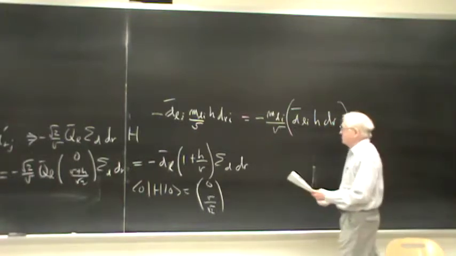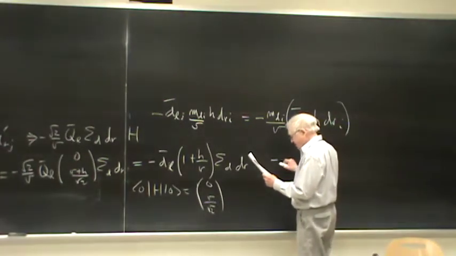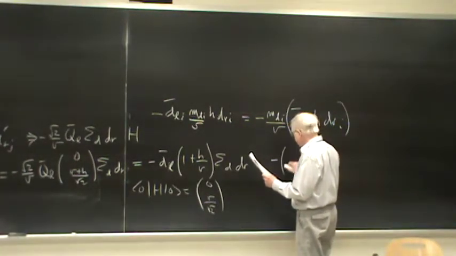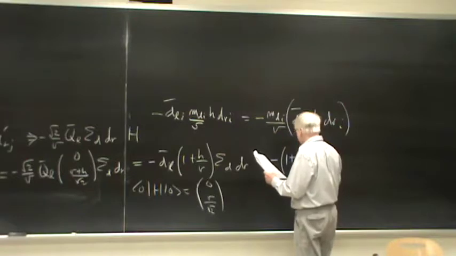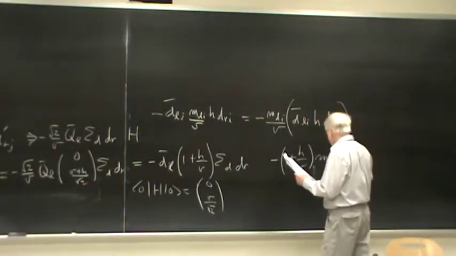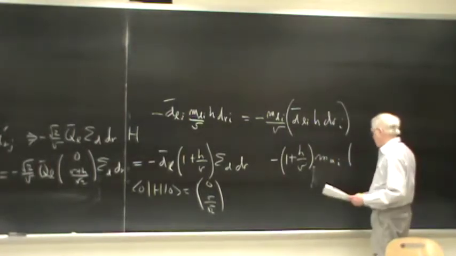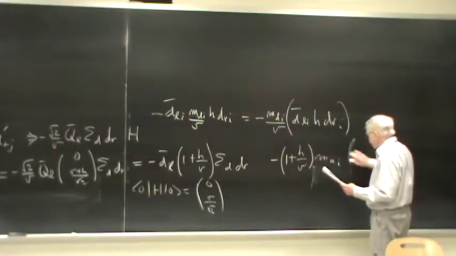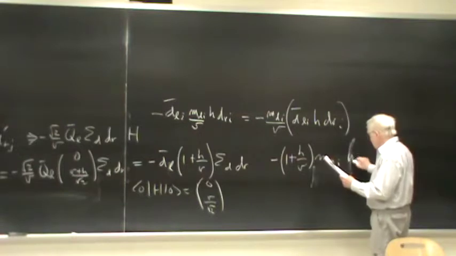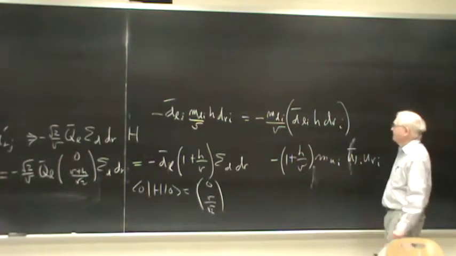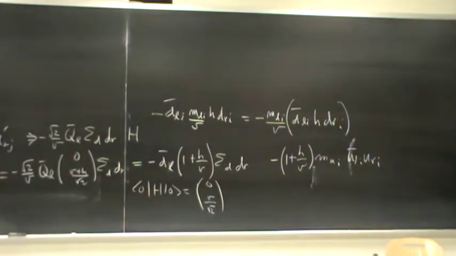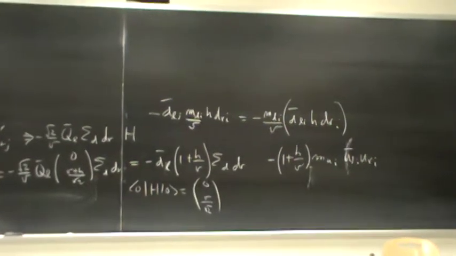All right, it's a similar term to the up quarks. It's minus 1 plus h over v, m up family I, u bar left I, u right I. Okay, so that's that.